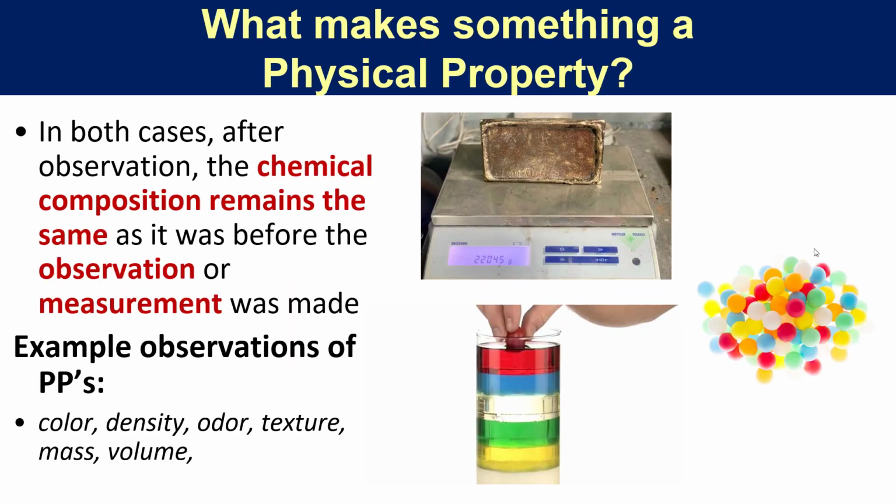In both cases, what is unique about physical properties is after the observation of the substance is made, that substance will always retain its chemical composition as it was before you observed that property or made the measurement. The composition does not change.